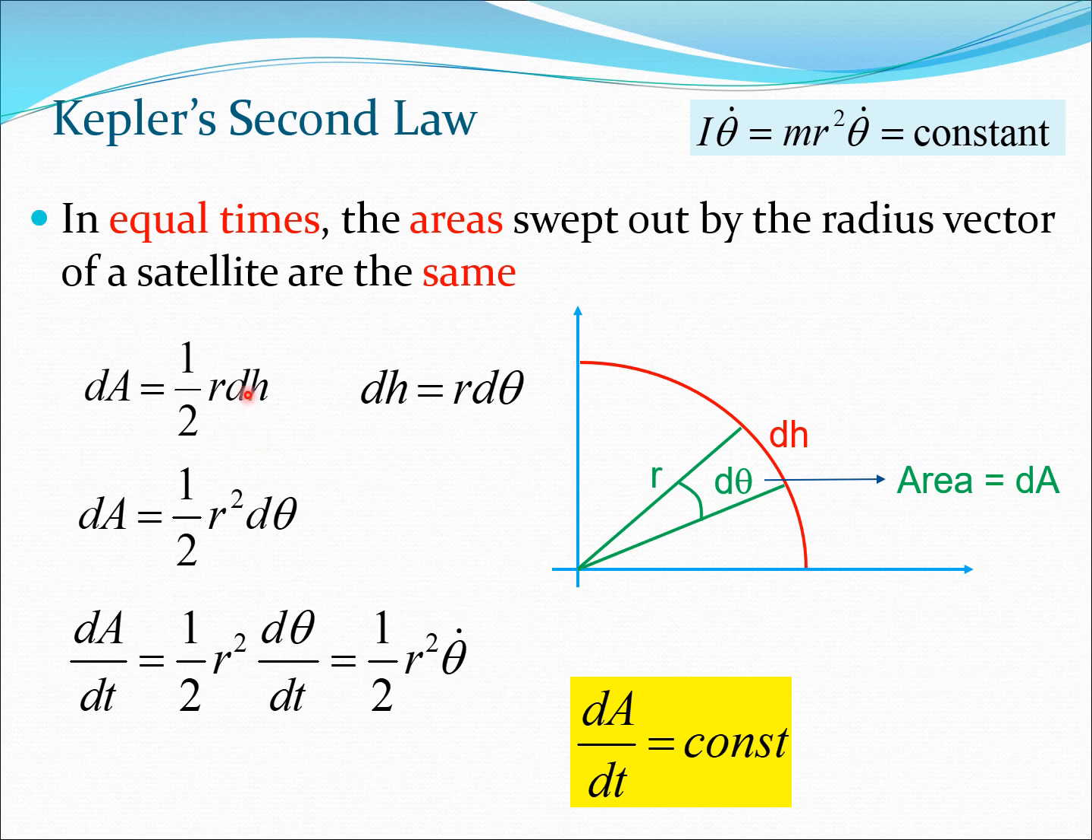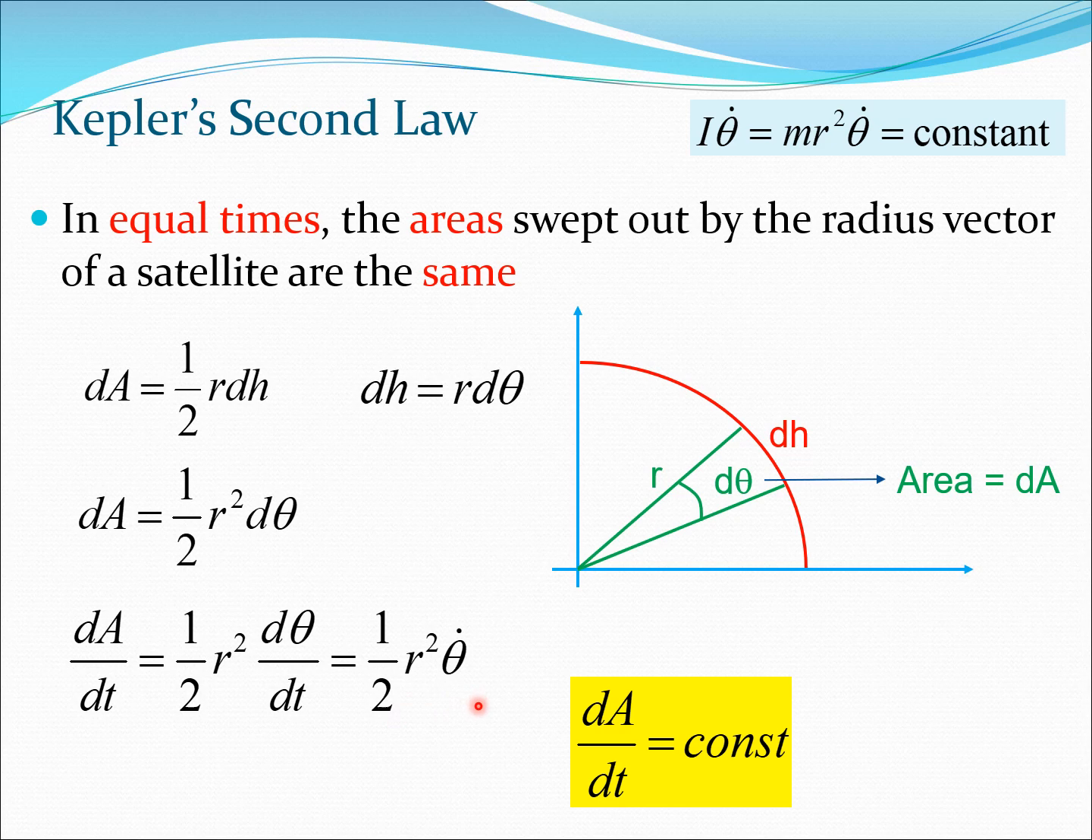Now we know that dA is going to be equal to half r dh, and this comes from the fact that if this dh is small, this is essentially like a triangle, and you are getting this from the basic definition of the area of a triangle. Also remember that dh is r d theta, and this is coming from our definition of d theta in radians. Now combining these two equations, I get dA is half r squared d theta. I divide this equation by dt, so I get dA by dt is half r squared d theta by dt, which is half r squared theta dot.